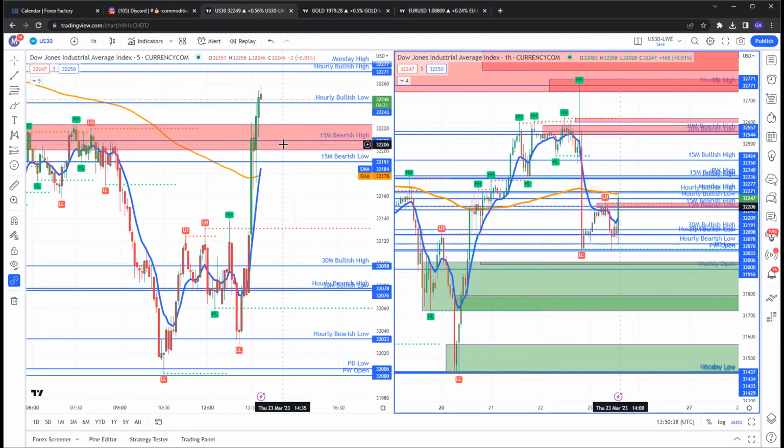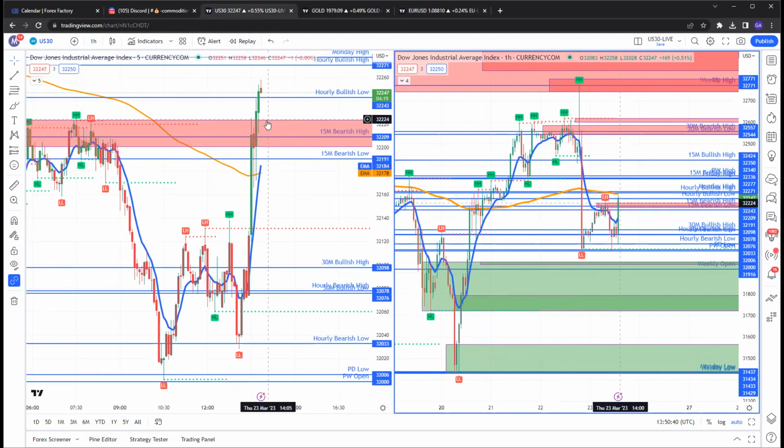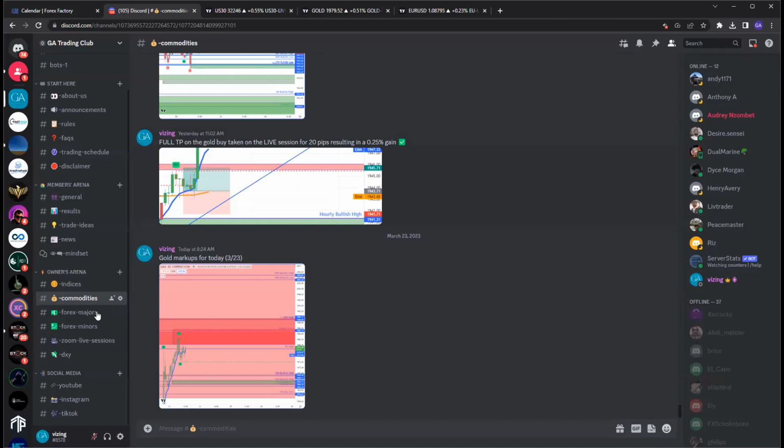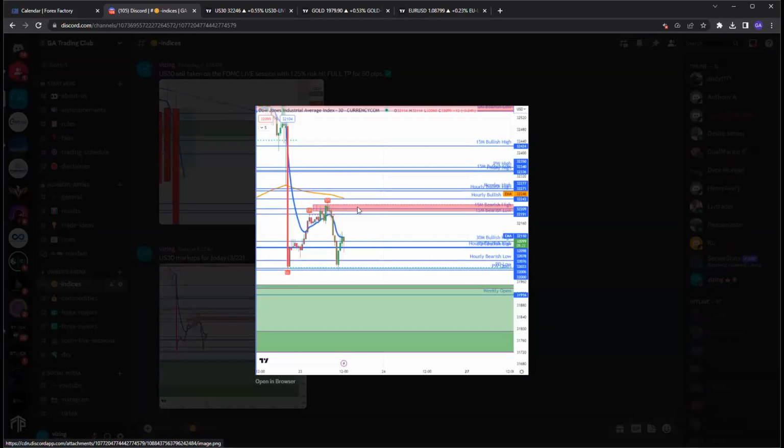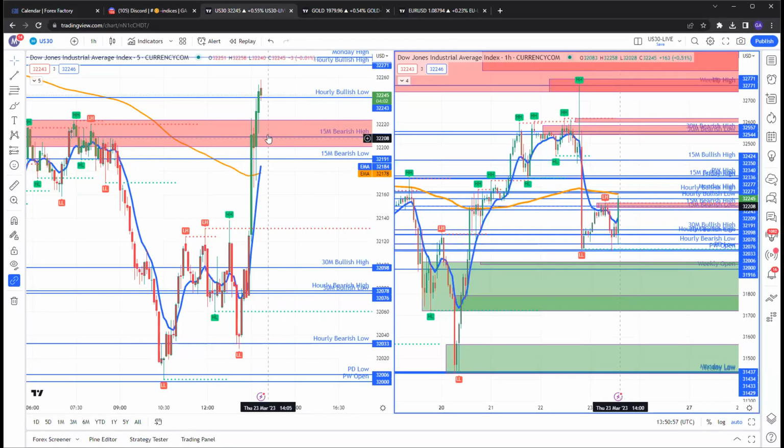Okay, so we have a supply zone here. Look at that price reject. For these zones, you can always make pips from this supply. And I'm pretty sure that supply zone was there when I sent my markups this morning. There you go, there's that supply zone, even before price got there, right? If you had a pending sell and went for 20 pips, you could have easily made that.